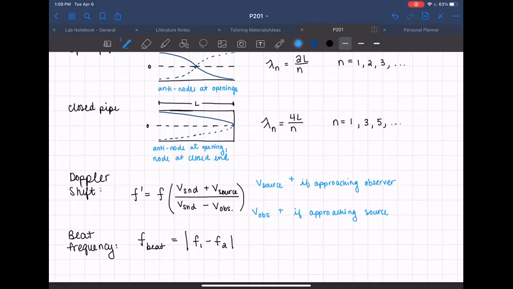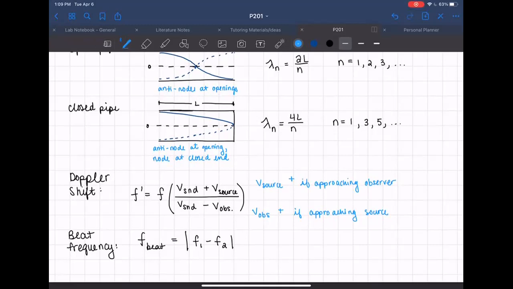I put little notes for the signs, at least one half of the sign convention, on the side. V source is positive if it's approaching the observer, and V observer is positive if it's approaching the source, and then the opposite would be true as well. V source would be negative if it's retreating from the observer, and V observer would be negative if it's retreating from the source.